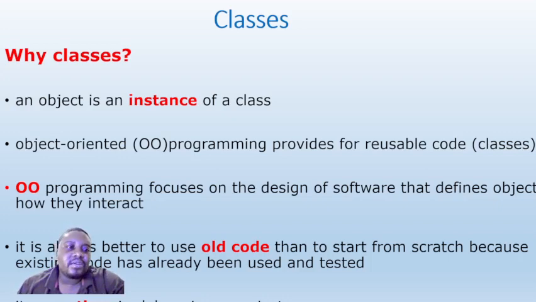So OO means object-oriented programming, which focuses on the design of software that defines objects and how they interact. It is always better to use old code than to start from scratch, because existing code has already been used and tested. It saves time at the beginning of a project.